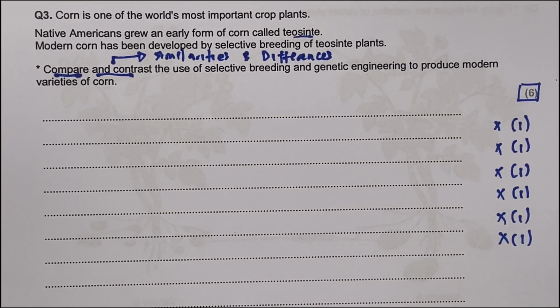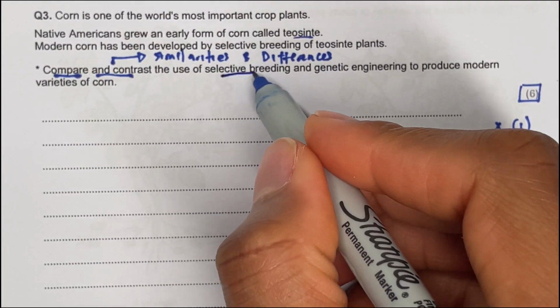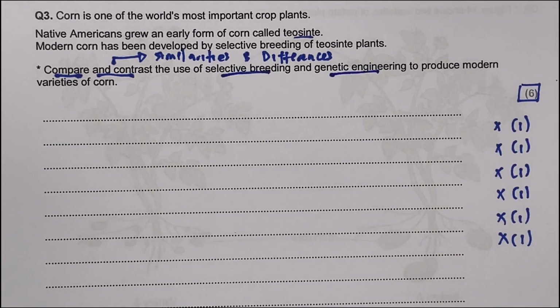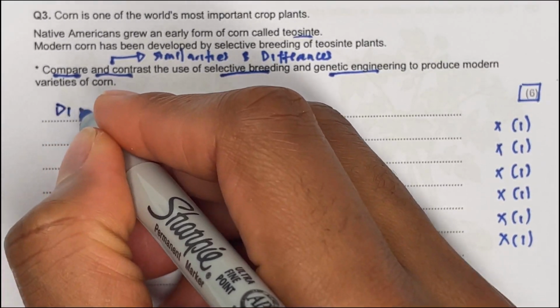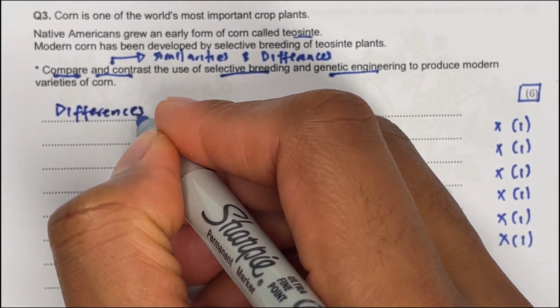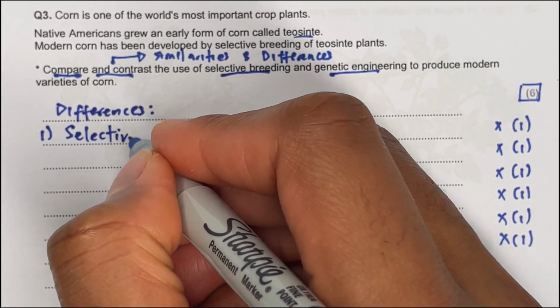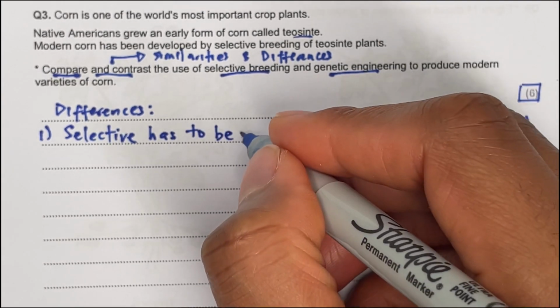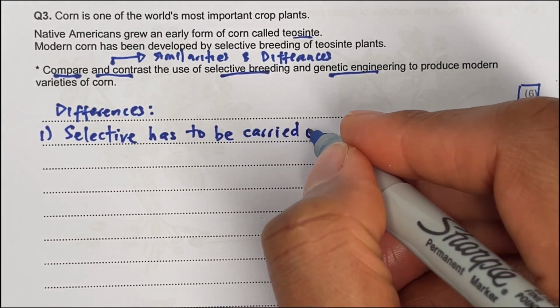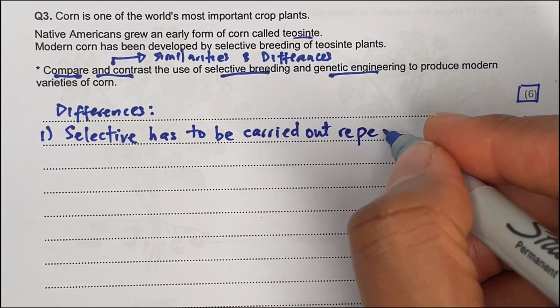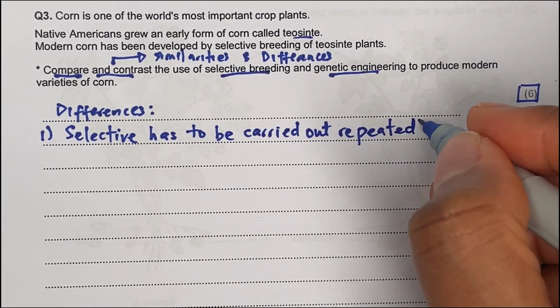So now I have to think about what I know about selective breeding and genetic engineering. What do I know from what I've been taught? I'll start with differences. 1. Selective breeding has to be carried out repeatedly until I get what I want.